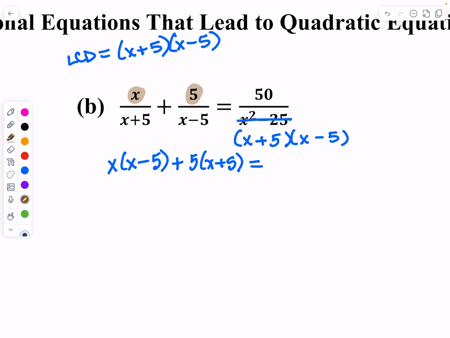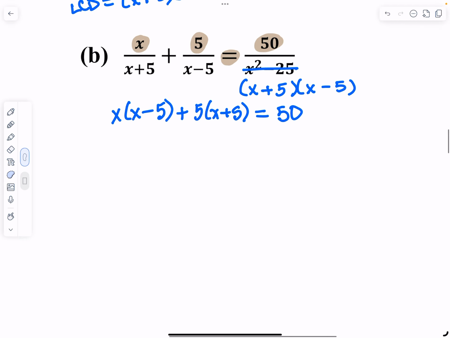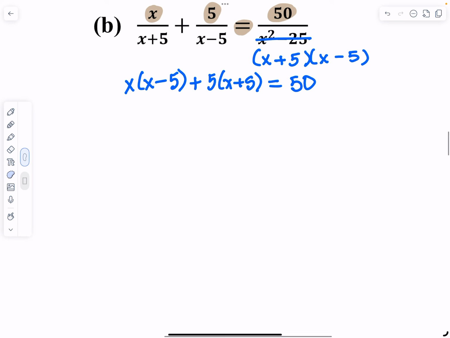Then I write down my equal mark. Write down the 50. Once again, compare. What am I missing? I am at the least common denominator. I'm not missing anything, so I'm not going to write anything, because everything would have canceled. So once again, I have just a regular equation with no fractions.